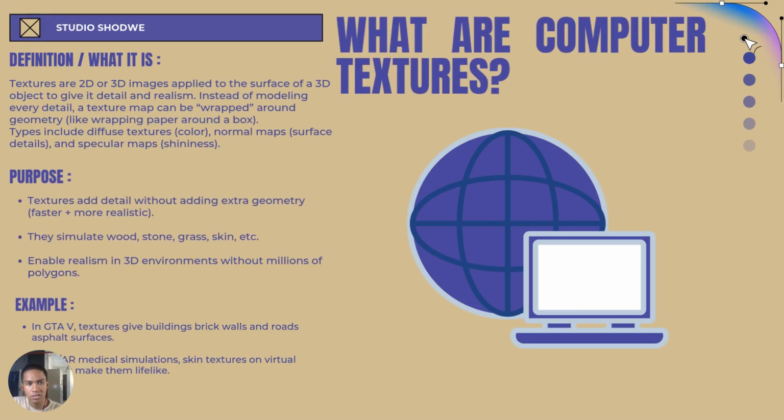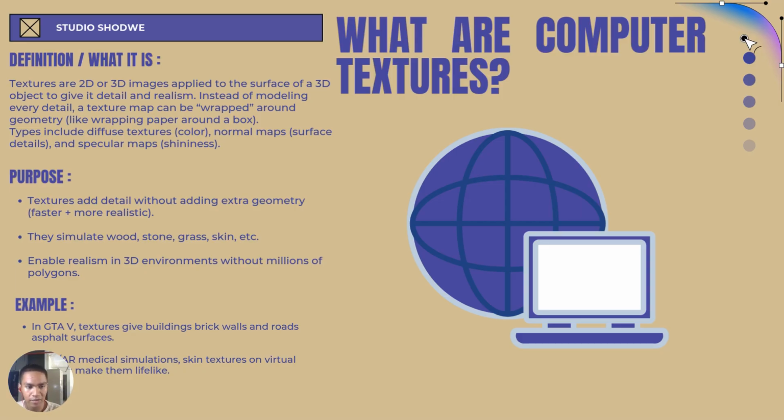So what are textures? Textures are 2D or 3D images applied to the surface of a 3D object to give it detail and realism. Instead of modeling every detail, a texture map can be wrapped around geometry like wrapping paper around a box. So, what is the purpose of textures? It adds detail without adding extra geometry, so it's faster and more realistic. And they simulate wood, stone, grass, skin, and enable realism.